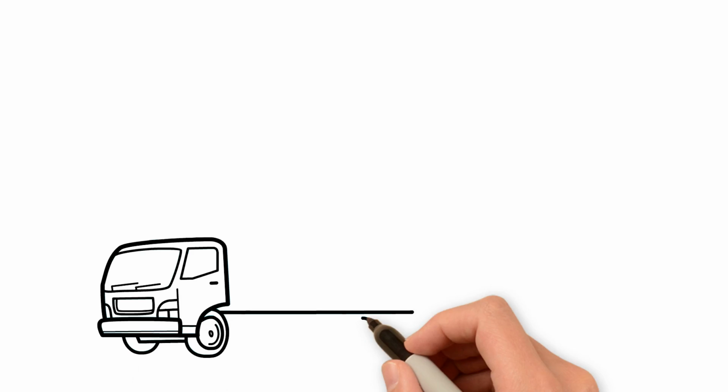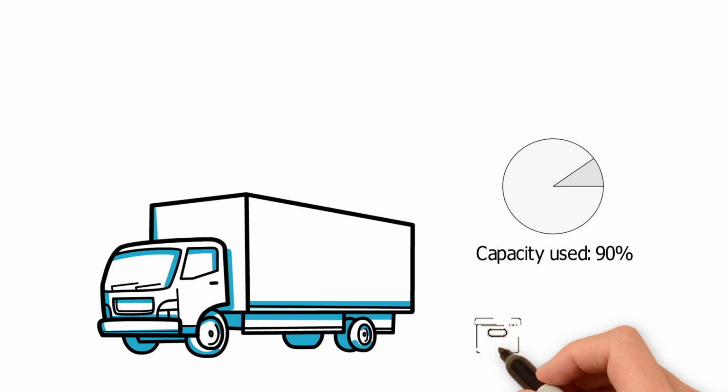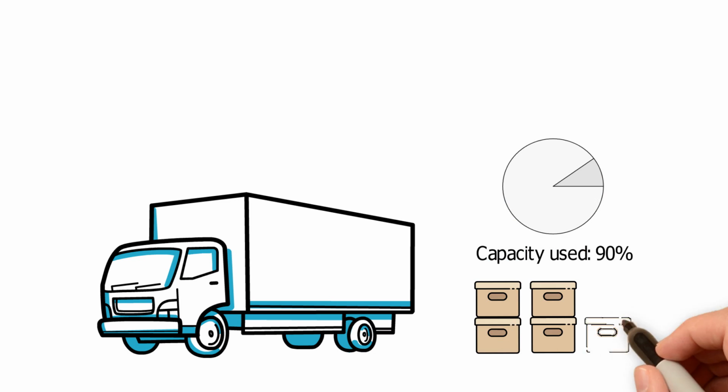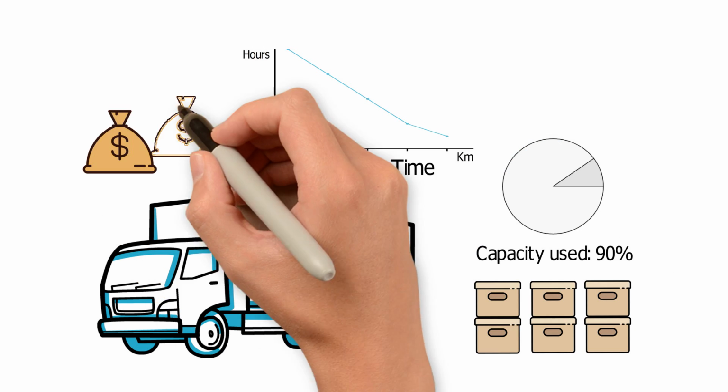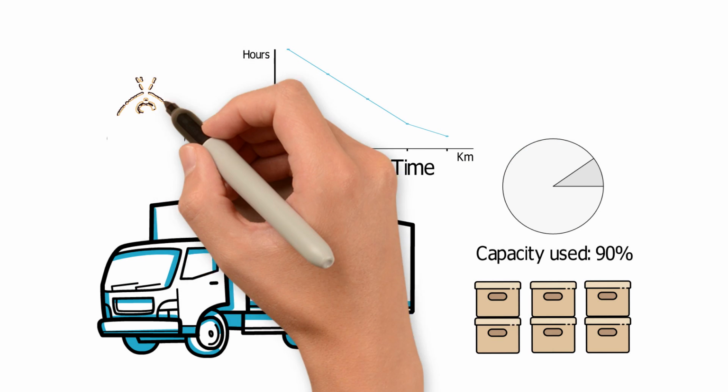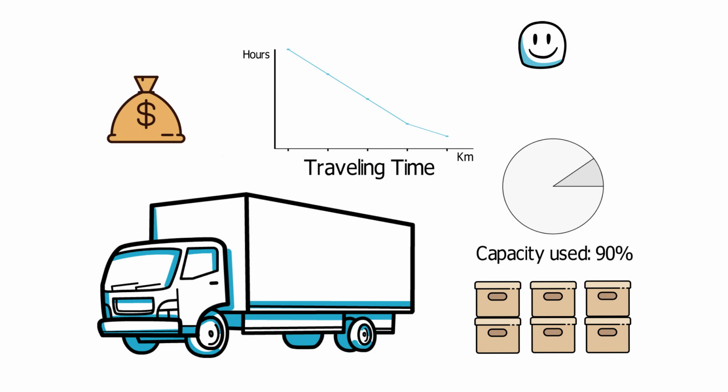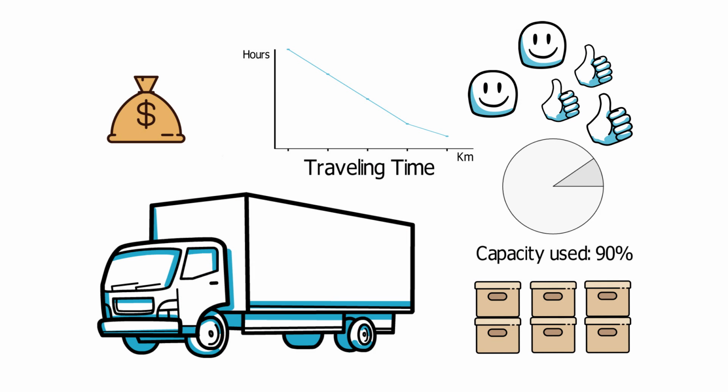When you solve VRP, you can improve vehicle utilization, meaning you can transport more goods in one go. Consequently, your fleet's traveling time will be reduced, so you will save lots of logistics cost. That's not all. Combining all these makes your customers happier with your services.